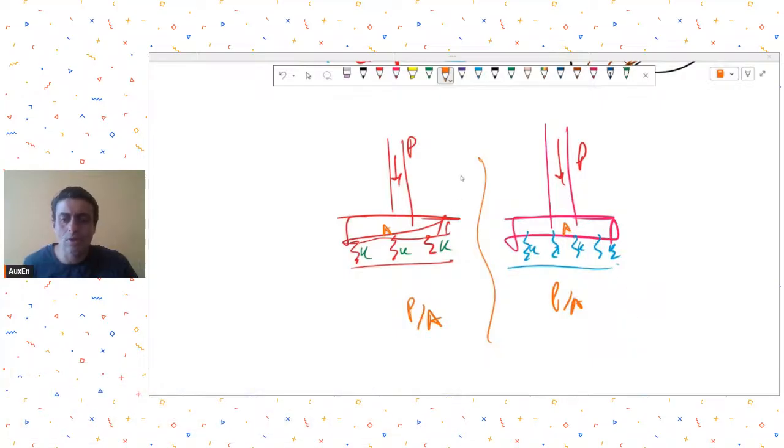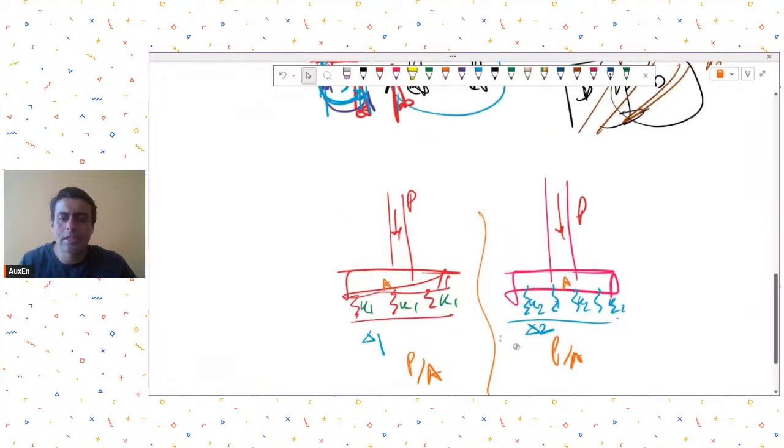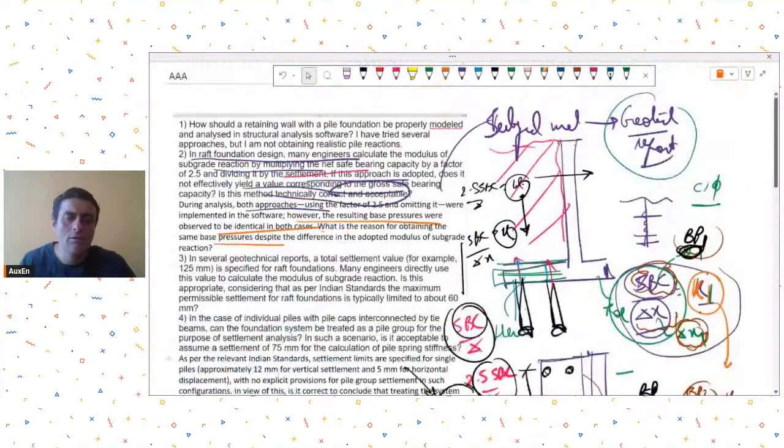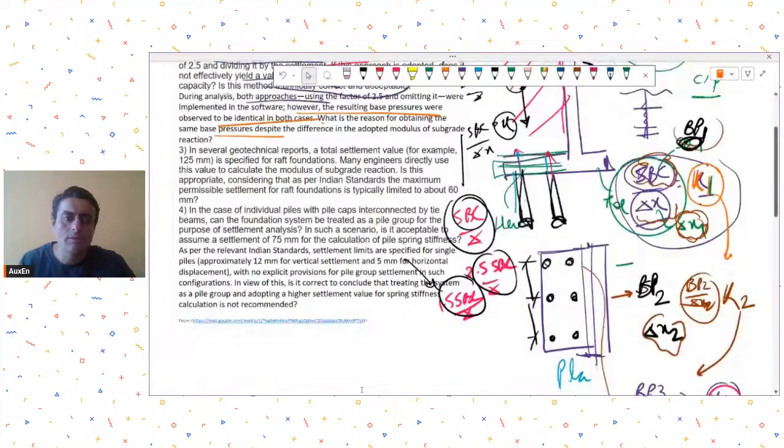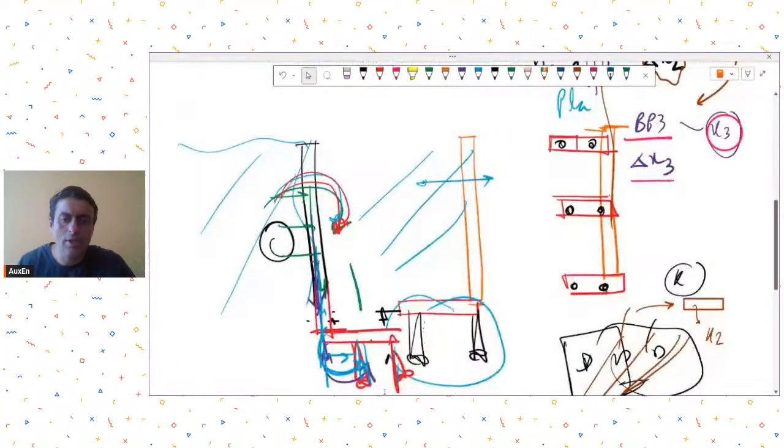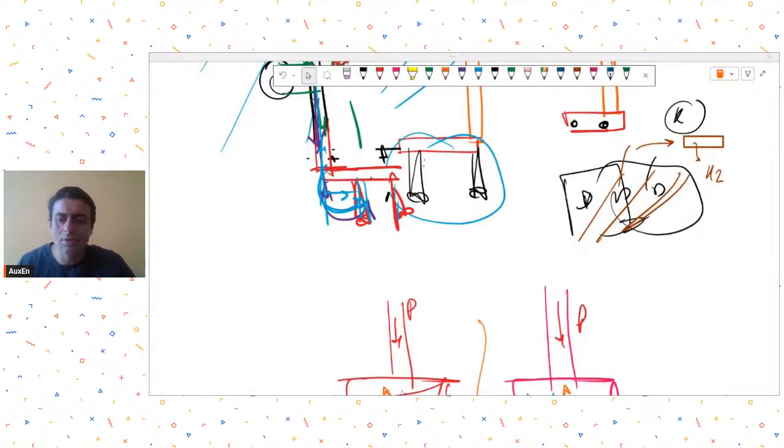So P by A is not going to change. That means whatever spring stiffness you may have assigned, whether it is K1 or K2, your base pressure is not going to change. Understood? What's going to change is your settlement values. So here you might get some delta 1 settlement, here you might get some delta 2 settlement. Quite obviously, in an isolated foundation condition, whatever K value you put, your base pressure does not change. Only your settlement value changes.